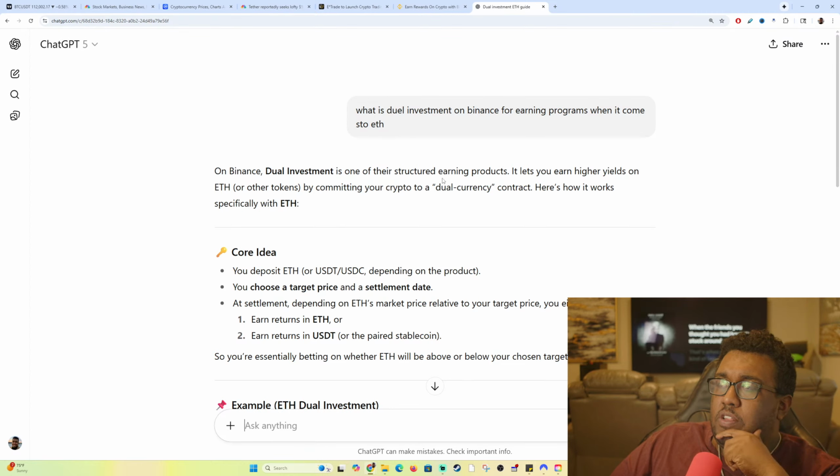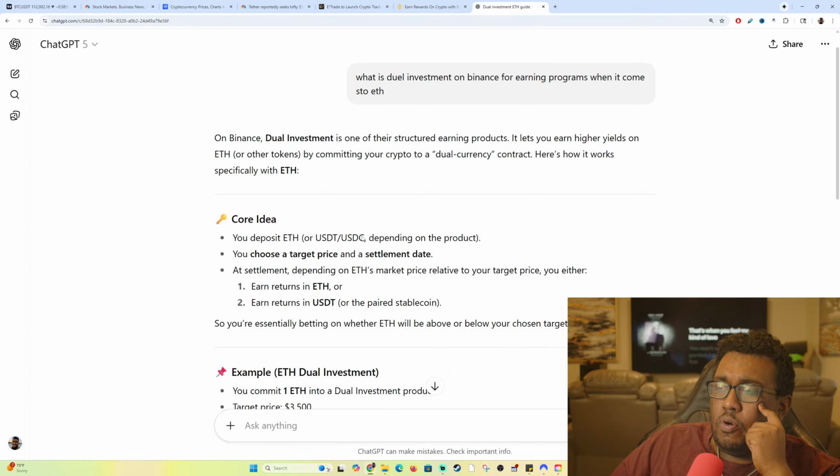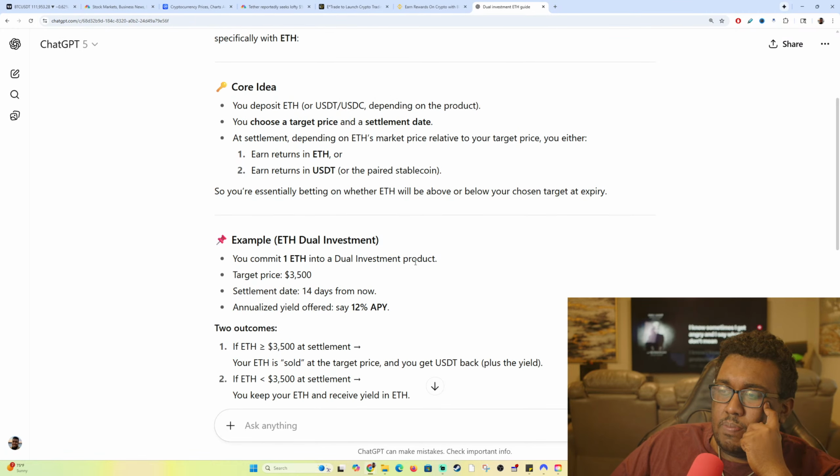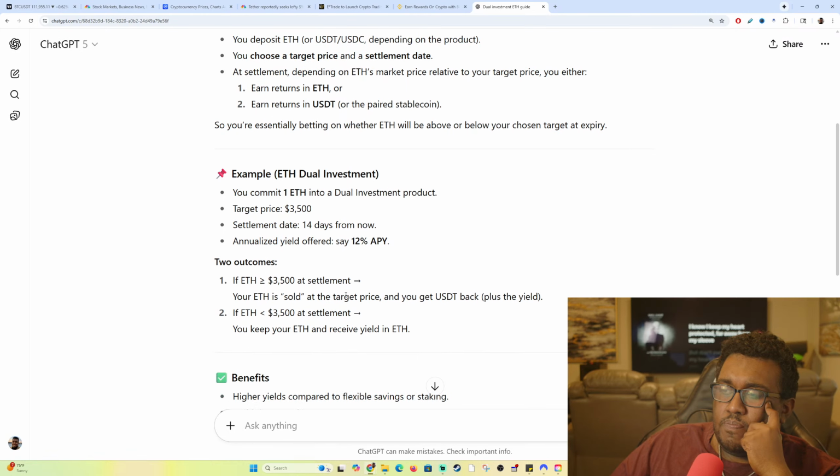On Binance, dual investments is one of those structured earning products. It lets you earn higher yields on Ethereum or other tokens by committing your crypto to a dual currency contract. Here's how it works specifically with Ethereum. You deposit Ethereum or USDT or USDC depending on the product. You choose the target price and settlement date. At settlement, depending on Ethereum's market price relative to your target price, you either earn returns in Ethereum or you earn returns in USDT or the paired stablecoin. So you're essentially betting on whether Ethereum will be above or below your chosen target at expiry. You commit one Ethereum into a dual investment product, target price $3,500, settlement date 14 days from now, annual yield offered say 12%. If Ethereum is above $3,500 at settlement, your Ethereum is sold at the target price and you get USDT plus the yield. If Ethereum is below $3,500 at settlement, you keep your Ethereum and you receive the yield in Ethereum.